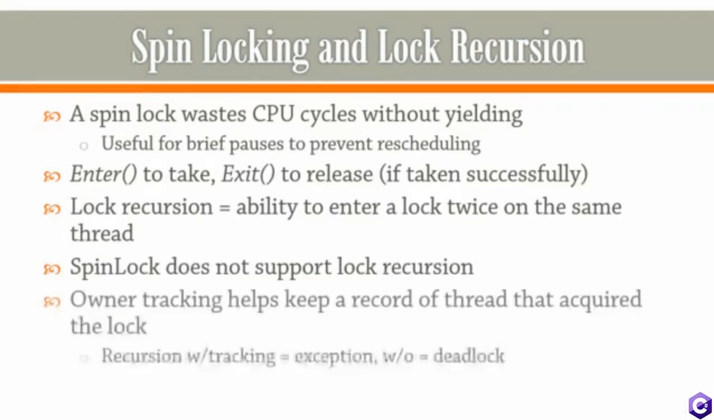And we also saw that there is something called owner tracking, which helps the spin lock keep a record of the thread that acquired the lock, such that if you try to do lock recursion with tracking, you would get an exception, and you can catch this exception and process it. However, without lock tracking, you would just get a deadlock on the spin lock.